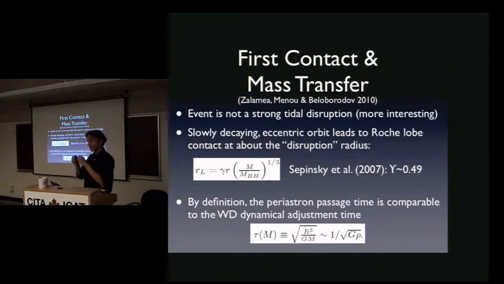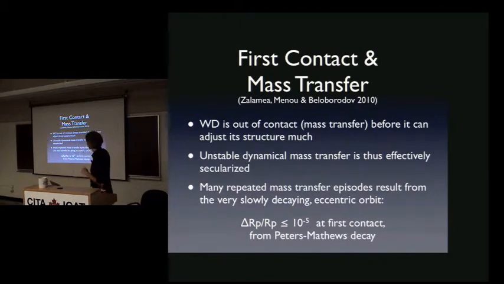Because you lose mass, you grow in size, so you feel you have more and more matter overfilling the Roche lobe. But here, what happens is that the white dwarf is out of contact from mass transfer before it can really adjust its structure. So it transfers at periastron, then it adjusts its structure at apoastron, if you will, then it comes back, transfers a little mass at periastron, and then it adjusts its structure again, and comes back repeatedly. That's what the toy models that we have suggest.